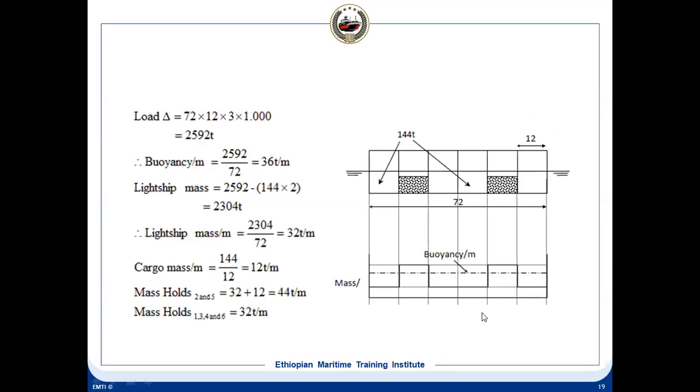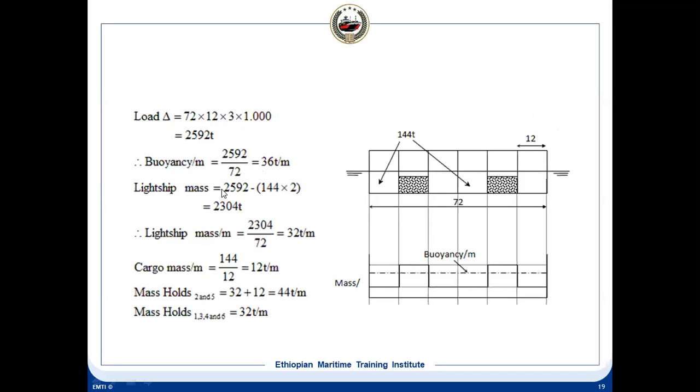In this case, how will you do this? The light ship load, it means the displacement is given to us in the loaded condition. So this much is the displacement. And buoyancy per meter, we know how to calculate: for this 3 meter draft, the displacement will be divided by the length, and we will get this value.